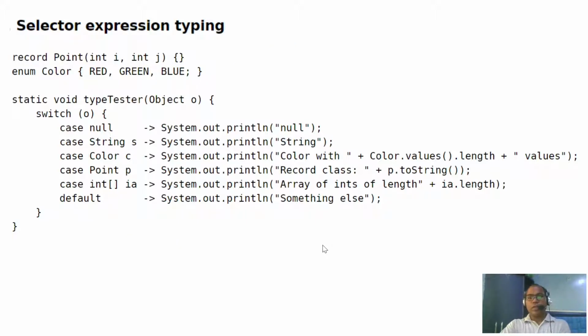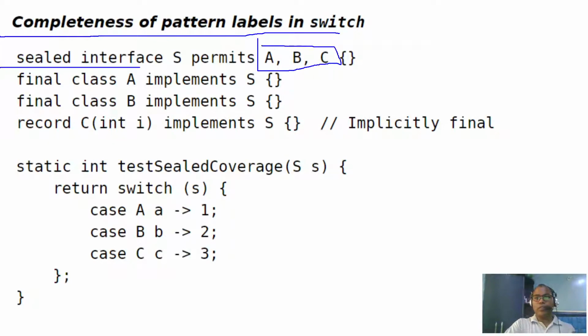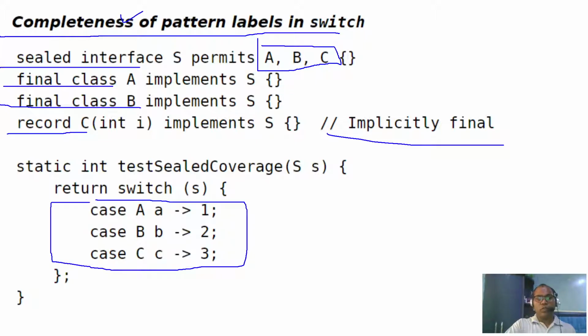Okay, similarly, in the case of completeness patterns in the switch, in the case of sealed classes or interfaces, this is my fixed predefined subclasses. In this case ABC are the subclasses: class A, class B, and class C, even a record. A record is implicitly final by default. So in this completeness pattern, there is no mandatory default. Now your code should work with the set of all possible implementations. Here S is our sealed interface type. They permit ABC only, so case A, case B, case C, and now your switch is complete.